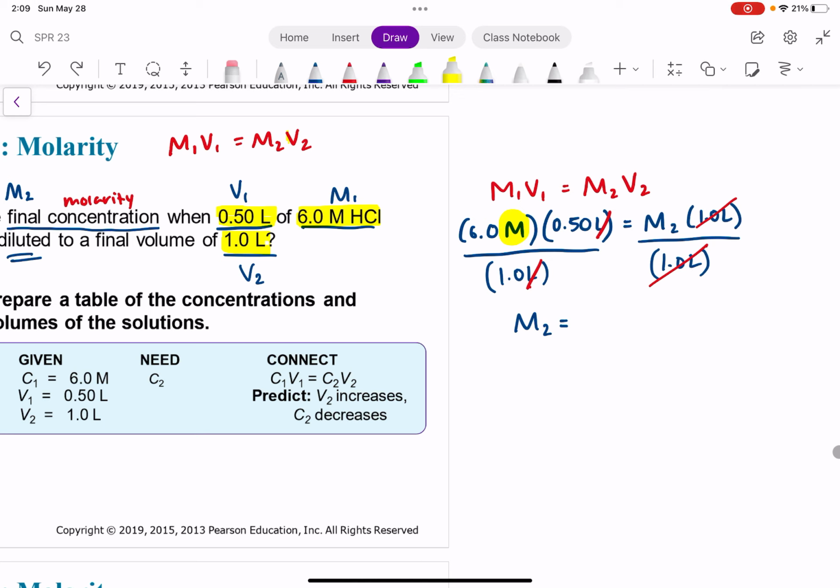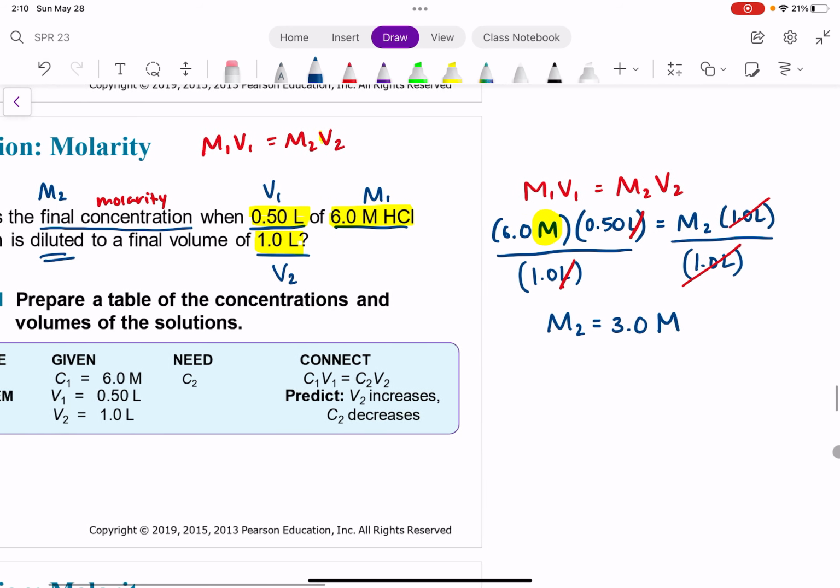We got 6.0, or just 6, times 0.5 divided by 1, which is just 3. And let's not lose any of our sig figs. It looks like we have 2 sig figs all across the board, so we'll keep 2 sig figs in our final answer. So we'll say 3.0. And then what are our units? Molarity. And then what is the solution? Did they ever tell us? Yeah, HCl solution.